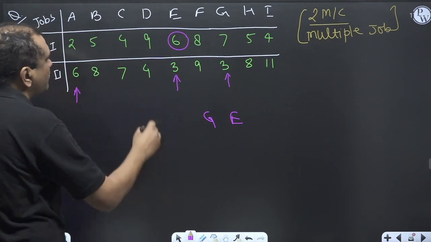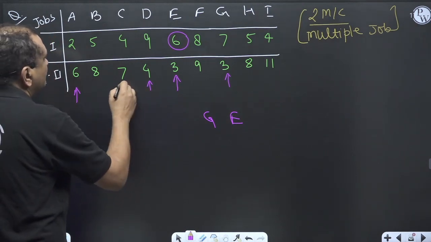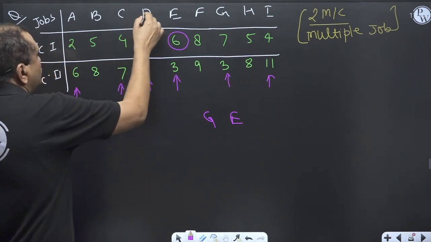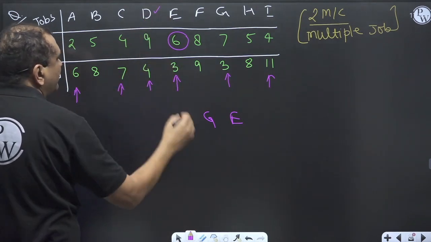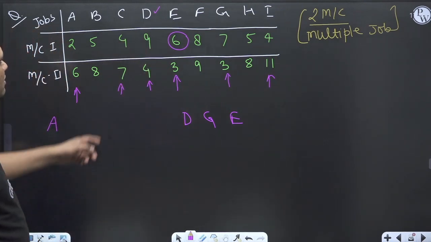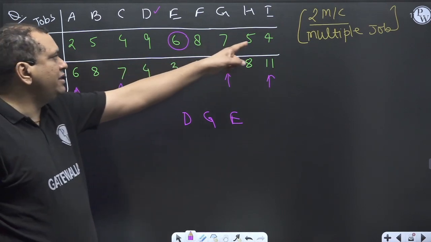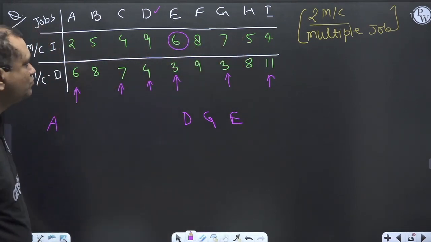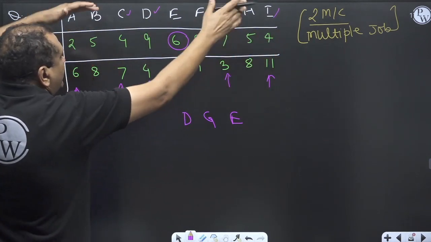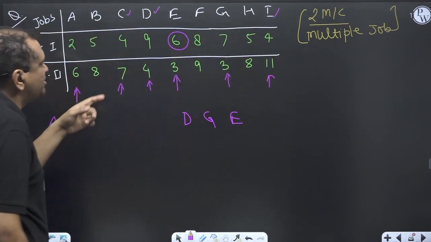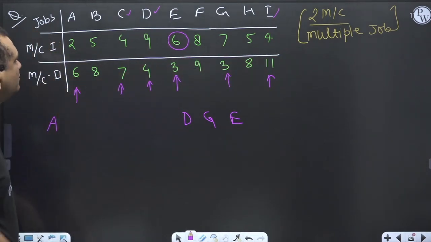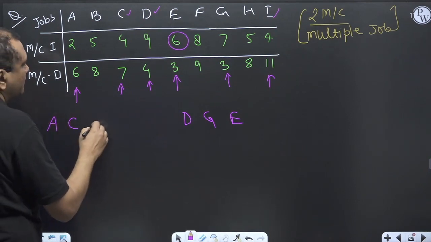Next is 4. 4 appears at 2 places. For job D, there is no tie, so D will be processed last. Now for C and I, there is a tie. In case of tie, see the process time of other machine. So 7 and 11. The minimum time is 7, so I will take the decision on C first, then I.